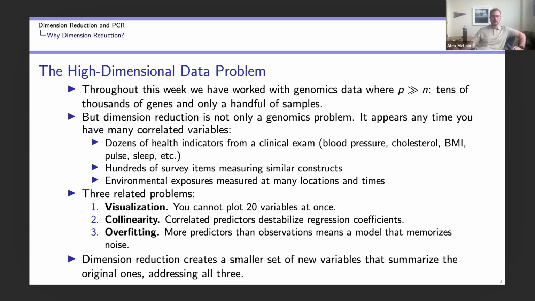And lastly, overfitting. So when we put a whole bunch of variables in a model, we get to that overfitting space that we talked about last week, where we have a model that memorizes the noise versus predicting the signal. So dimension reduction is a way to create a smaller set of new variables that summarize the original ones and can address all these issues.